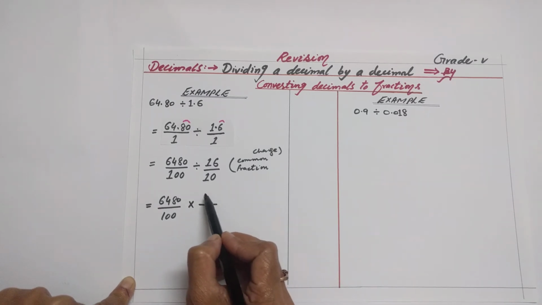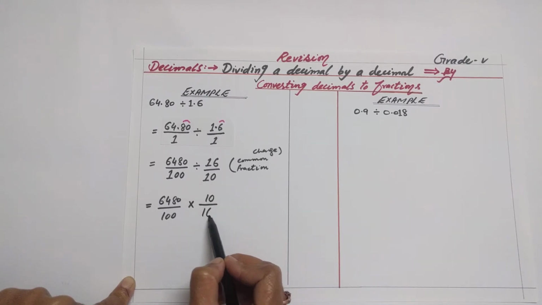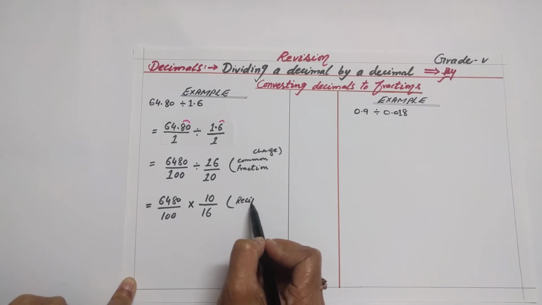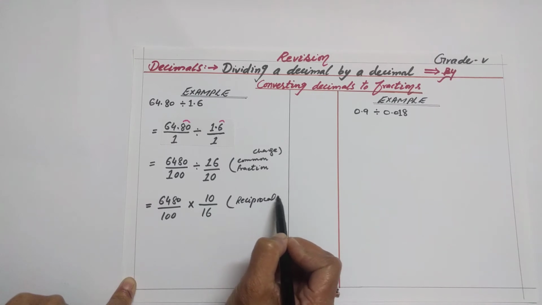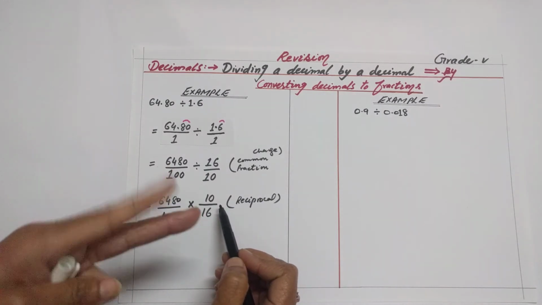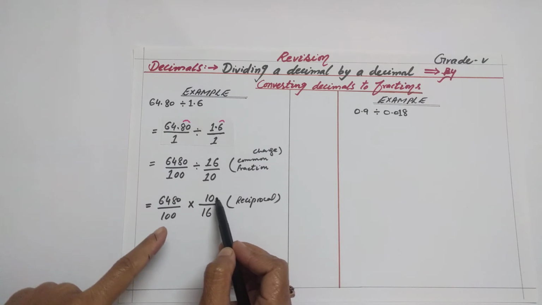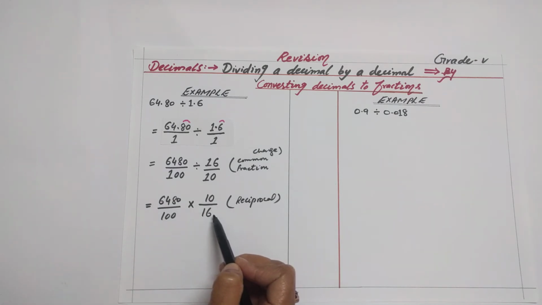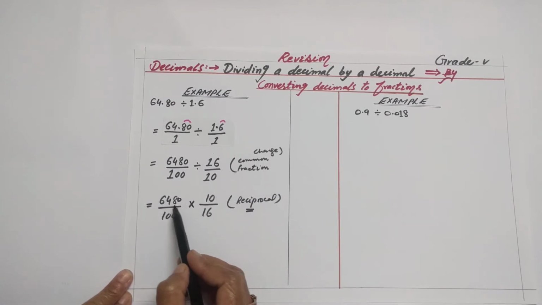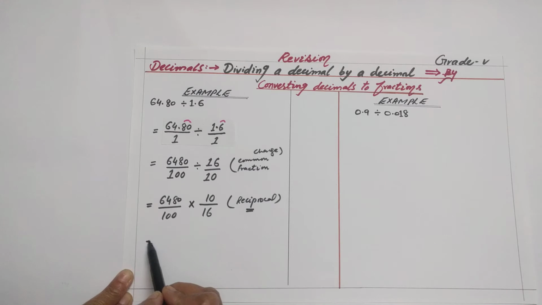Reciprocal means the denominator will be replaced as a numerator and the numerator will be replaced as a denominator, and this thing is called reciprocal. Reciprocal means we will change the position of the numerator and denominator. The numerator will be considered as a denominator and the denominator will be considered as a numerator. This is called reciprocal. And why are we taking the reciprocal? Just to convert these fractions into their lowest term to find the answer.